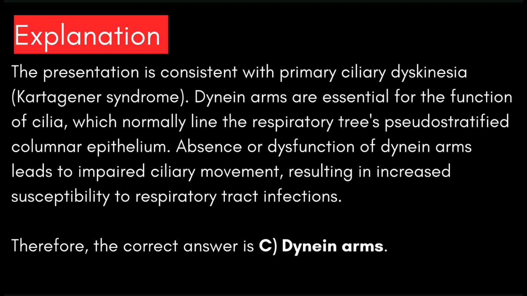The presentation is consistent with primary ciliary dyskinesia, Kartagener syndrome. Dynein arms are essential for the function of cilia, which normally line the respiratory tree's pseudostratified columnar epithelium. Absence or dysfunction of dynein arms leads to impaired ciliary movement, resulting in increased susceptibility to respiratory tract infections. Therefore, the correct answer is C, dynein arms.